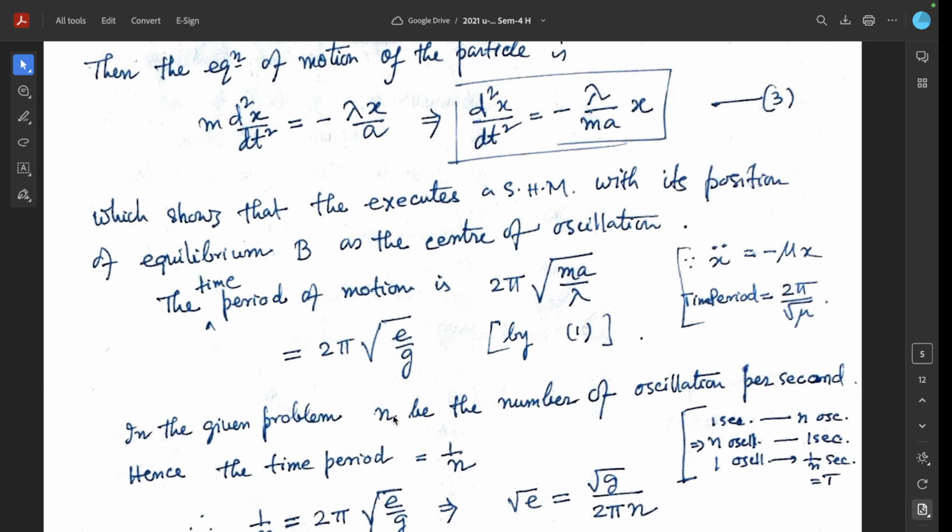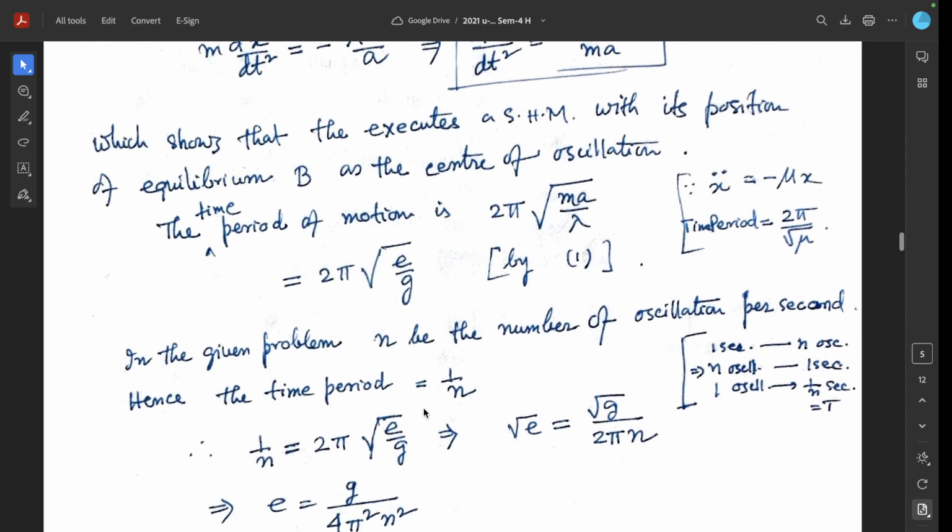In the given problem, n is the number of oscillations per second. So n oscillations occur in 1 second, so one oscillation occurs in 1 by n second. It is called the time period T. So obviously 1 by n equals 2π root over e by g. So root e equals root g by 4πn, and e equals g by 4π²n².